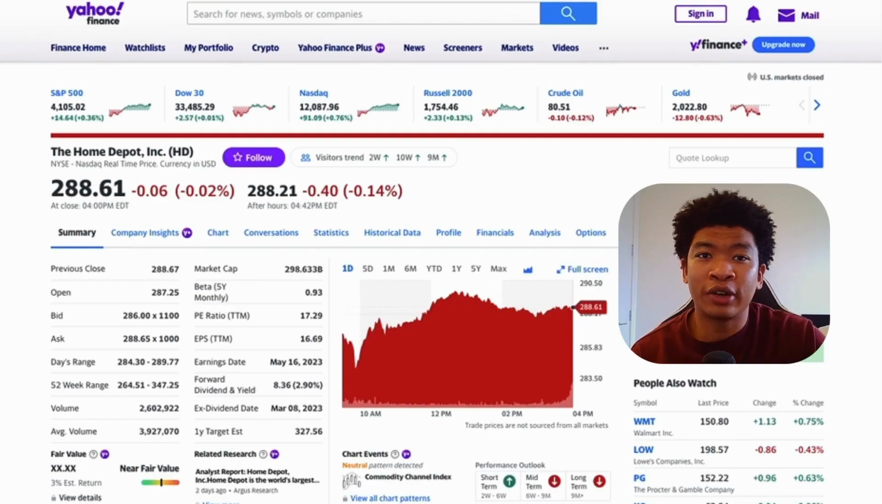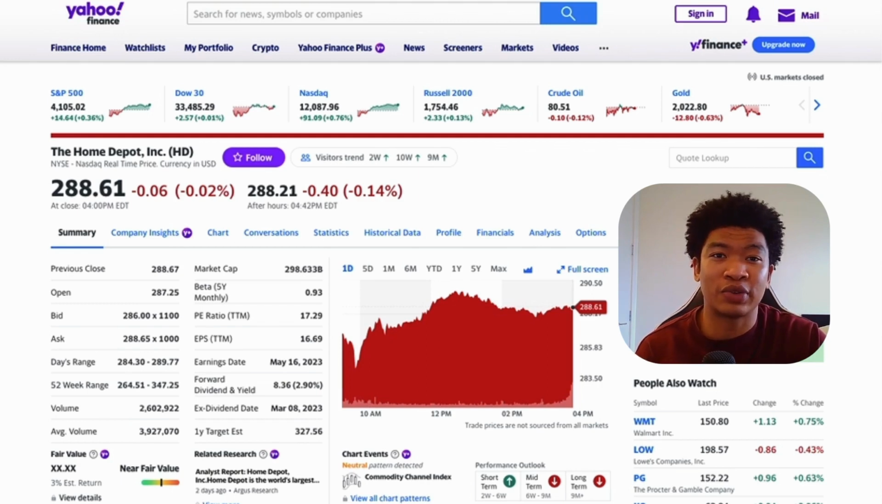So what you're looking at on your screen here is a stock quote on Yahoo Finance. And you can use whatever platform you'd like. Most will show you a lot of the same information. I just like Yahoo Finance because the interface is pretty simple and it's not crowded with a bunch of opinion-based metrics and articles like a lot of other platforms are.